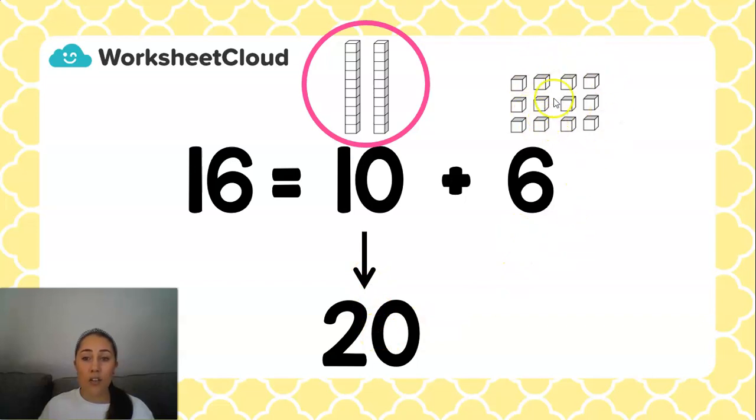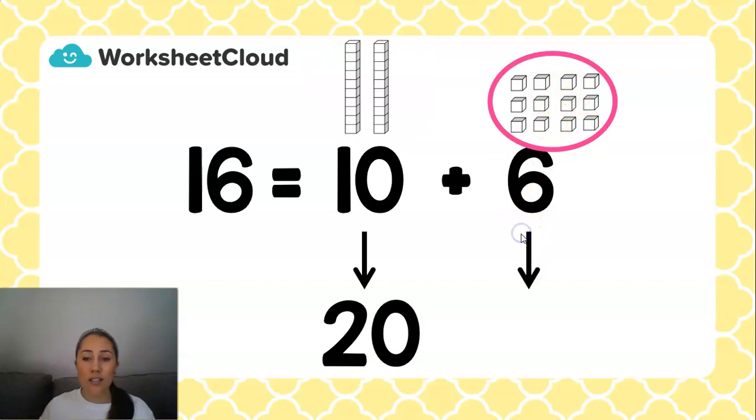Now I have not 6 loose blocks. Remember we said that 6 is actually a 5 and a 1. So 6 doubled will be double 5, 10, double 1, 2. So 10 plus 2 is 12. There you can see there are 12 little blocks. And underneath the 6, I write an arrow and I write 12.